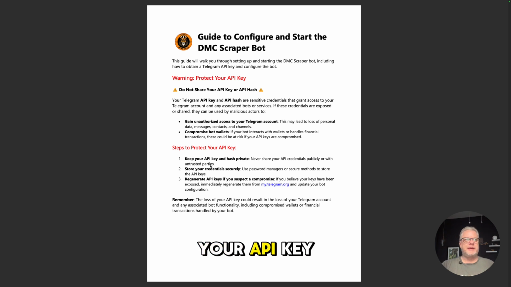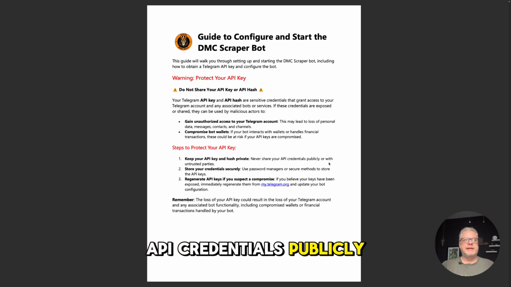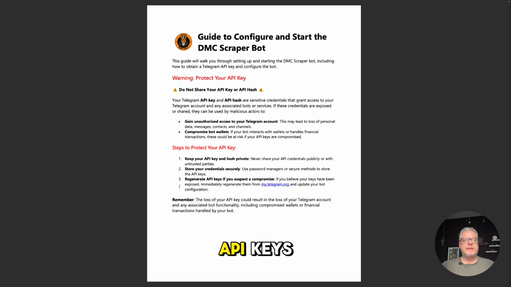Steps to protect your API key. Keep your API key and hash private. Never share your API credentials publicly or with untrusted parties. Store your credentials securely. Use password managers or secure methods to store the API keys. Regenerate API keys if you suspect a compromise. If you believe your keys have been exposed, immediately regenerate them from mytelegram.org and update your bot and configuration.